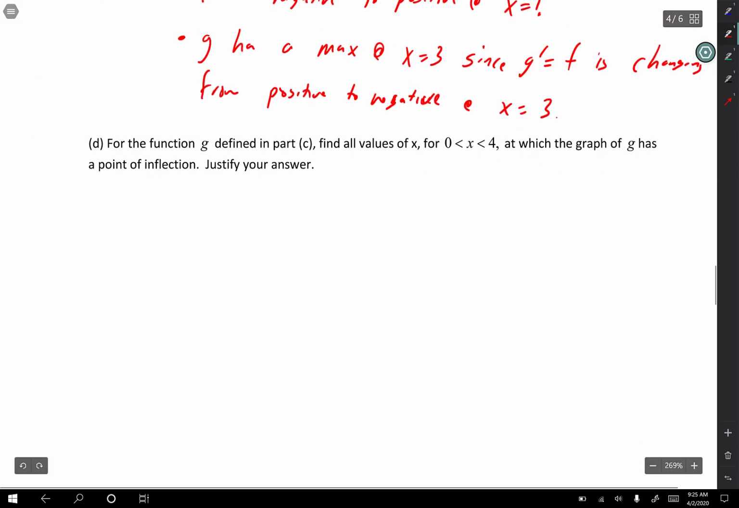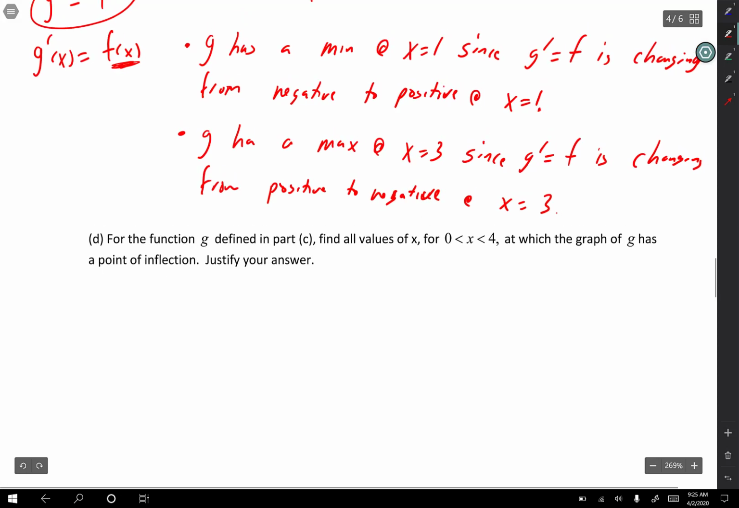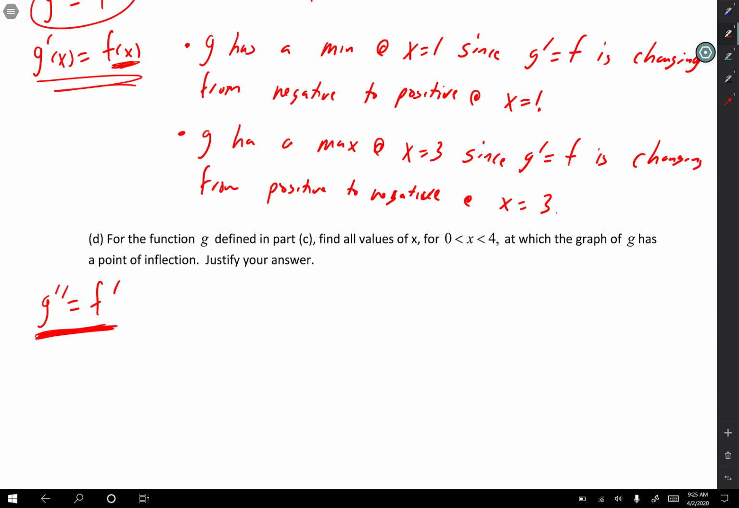All right. For the function g defined in part C, find all values x between 0 and 4, which the graph of g has a point of inflection. Oh, okay, perfect. We can continue along here. So g prime prime equals f prime. So I need to check whenever this graph, the f prime, changes signs. Because that's g prime prime. When that changes signs, that means g has a point of inflection.